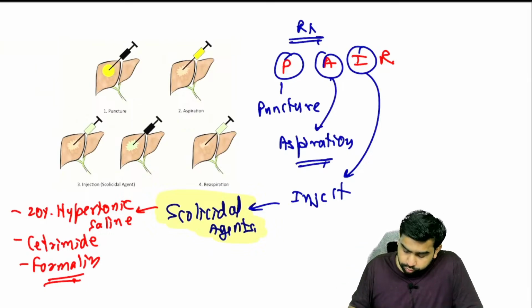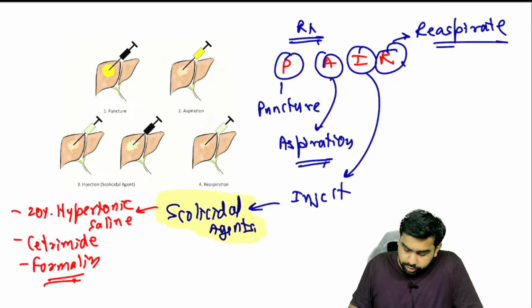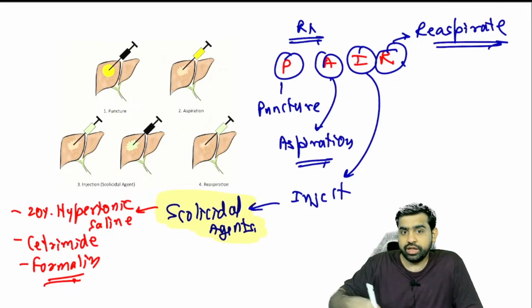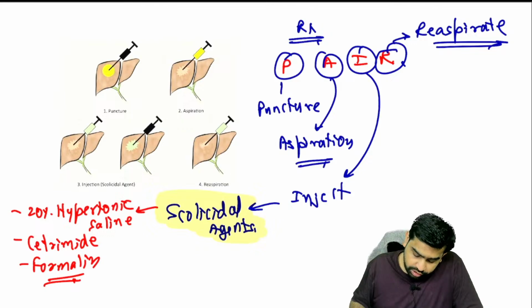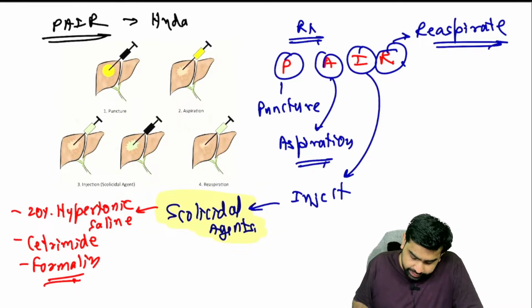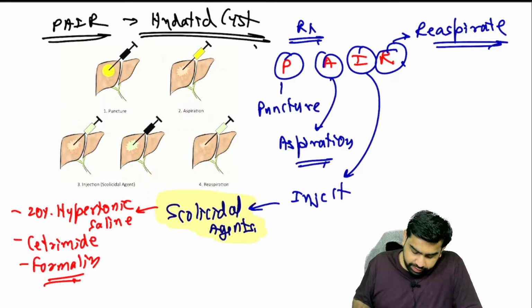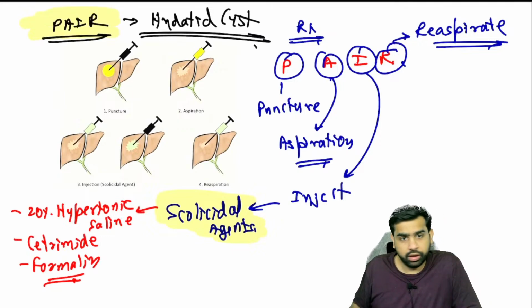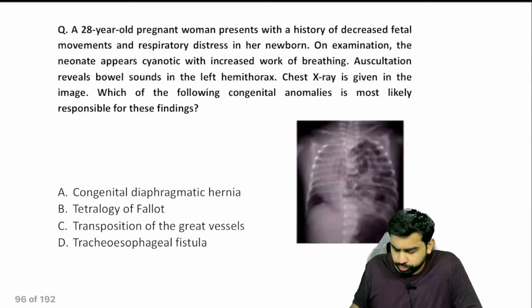Then you re-aspirate. I hope you're able to understand. You puncture, you aspirate, you inject, and then you re-aspirate. This is what is called the PAIR technique, which is basically used for the treatment of hydatid cyst. Understood? I hope you have understood this particular point, guys. Okay, now let's talk about the next question.